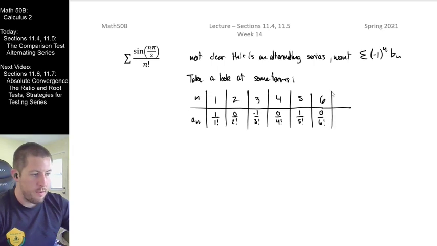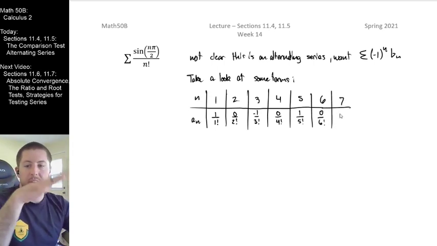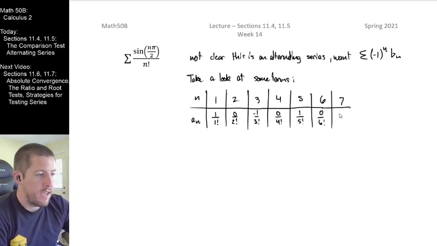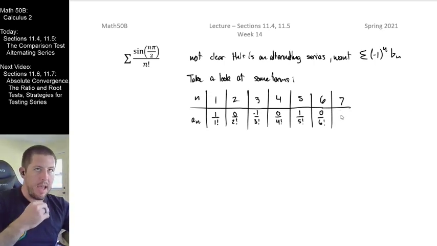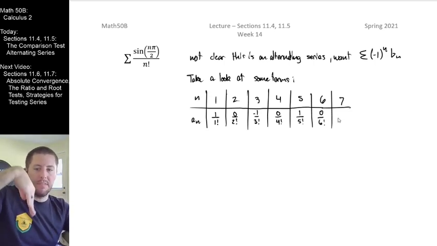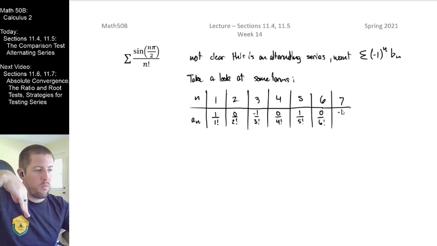And I think I should write one more for the alternatingness of it. 7 pi halves is back around right here to where we were at 3 pi halves. Excuse me, 7 pi halves is 1, 2, 3, 4, 5, 6, 7. 7 pi halves is straight down. So that's getting us -1 out of the sine function right there over 7 factorial.